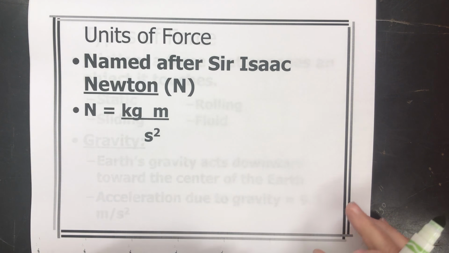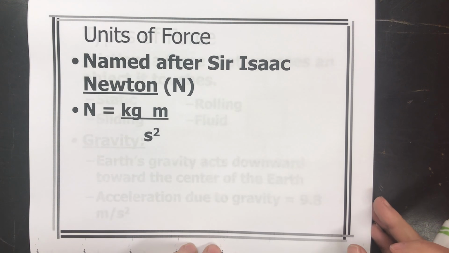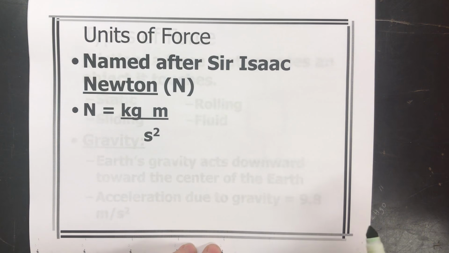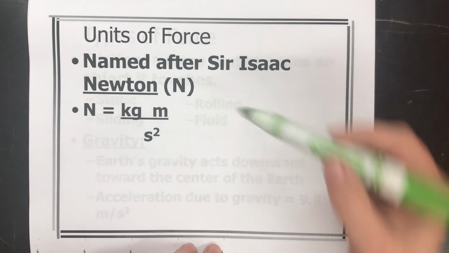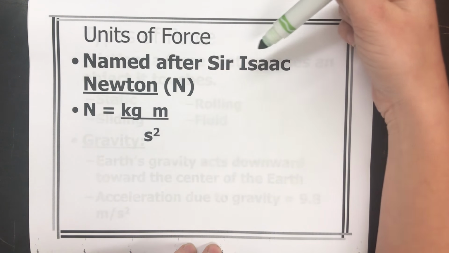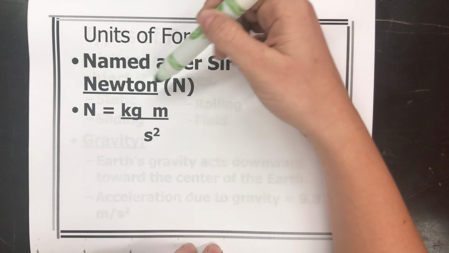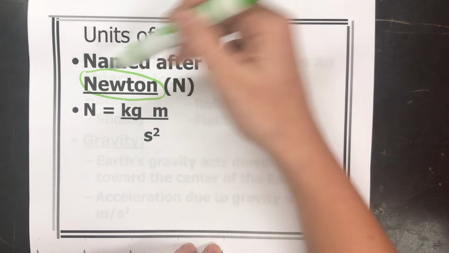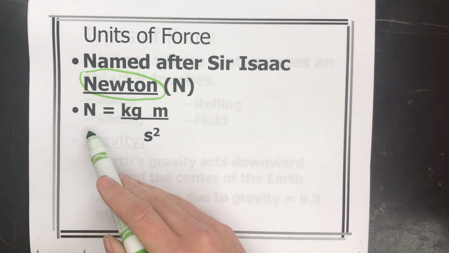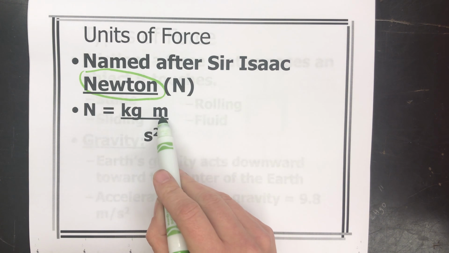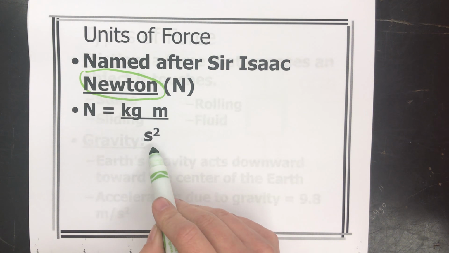There is going to be math with this. We're not going to get quite to the formulas yet, but it's going to be important for you to know units. So the units of force is named after Sir Isaac Newton. So the unit of force is called a Newton. Newton stands for kilograms times meters over seconds squared.